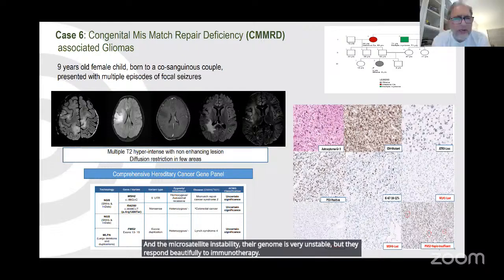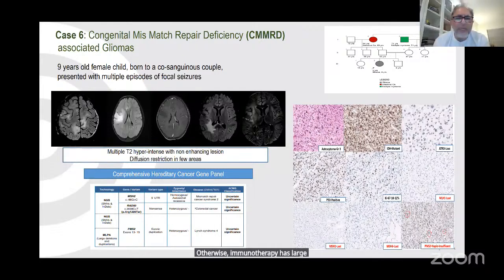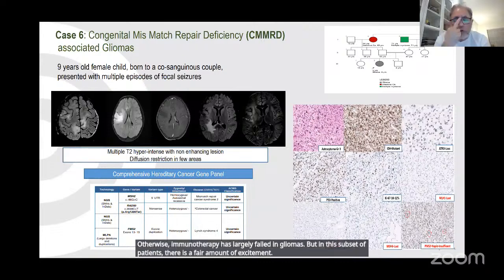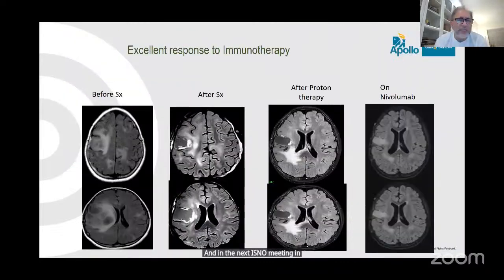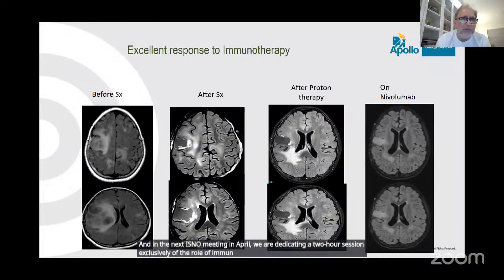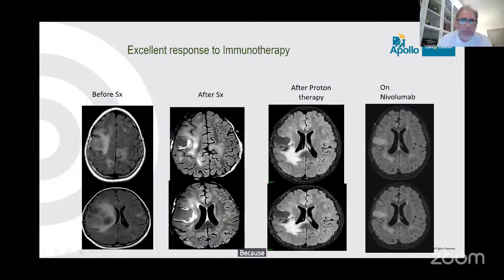Otherwise, immunotherapy has largely failed in gliomas. But in this subset of patients, there is a fair amount of excitement. And in the next ISNO meeting in April, we are dedicating a 2-hour session exclusively to the role of immunotherapy in malignant gliomas. And this patient is doing very well so far because they had the MSI, and this recognition has to be there at that point.